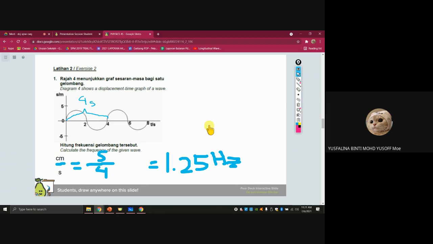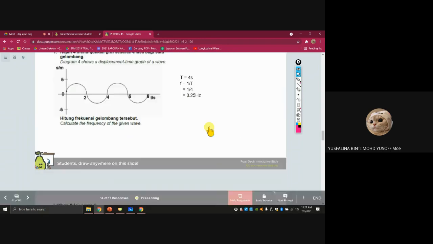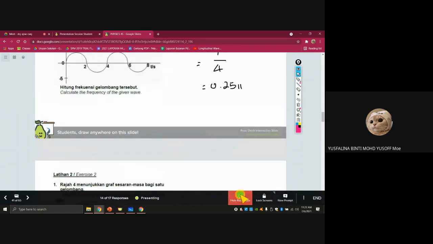Incorrect. Find hertz. Incorrect formula. Yes, the frequency formula is 1 over t. Not 5, 5 means the amplitude, right? No, f is 1 over t. Yeah, find hertz. Okay. So let's check the answer here.